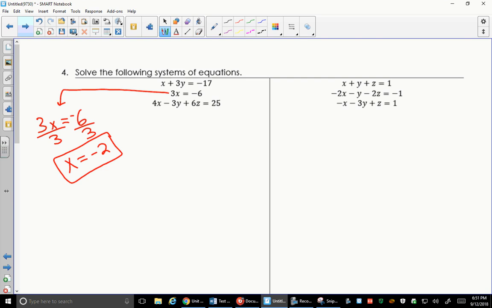Okay, so what are we going to do now? We're going to take this value and we're going to plug it in. Now be careful. I can plug it in here or I can plug it in here. I want to go to the equation that has two variables and uses this variable, x. Because if I plug it in here, I can't figure out y or z yet. But if I plug it in here, I can actually figure out what y is. So what we get is negative 2 plus 3y equals negative 17.